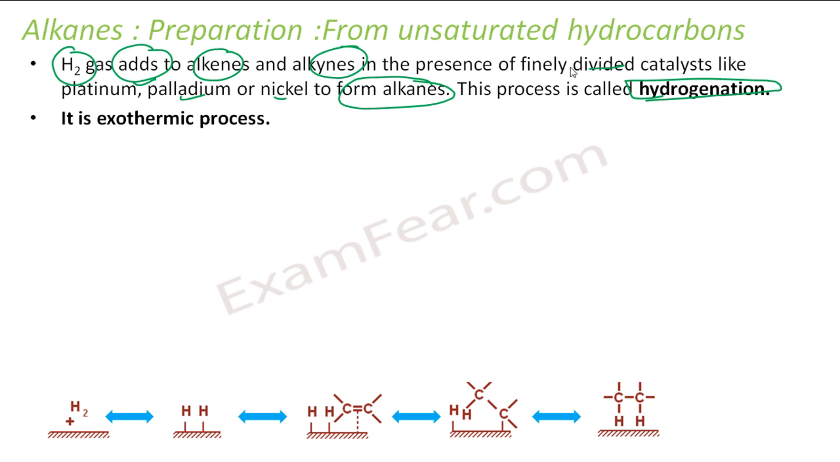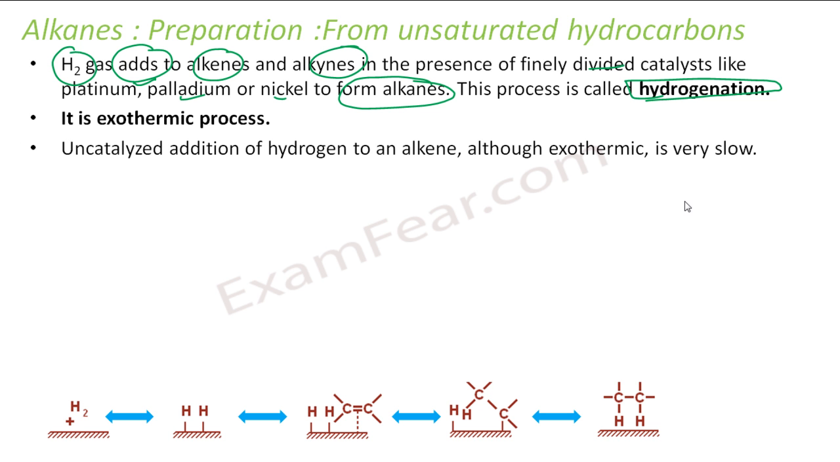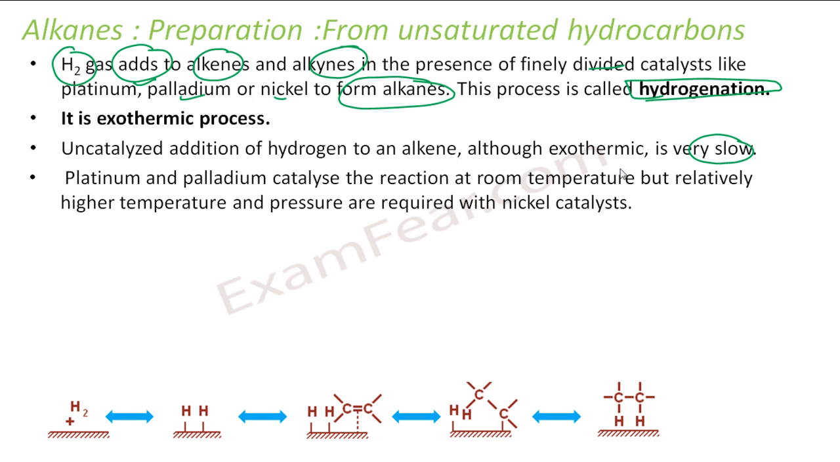The first is that it is an exothermic process. It gives heat. But still it needs some catalyst to happen, right? Even without a catalyst it can happen, but it will be very, very slow. I'll discuss why. It is exothermic, that means it gives energy, but still it is slow. With platinum and palladium catalysts, the reaction happens at room temperature. But if you use a nickel catalyst, you need a little high temperature and pressure. So generally we prefer platinum or palladium catalyst for this.